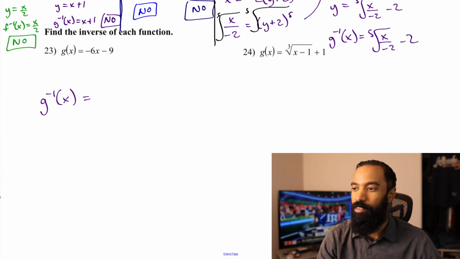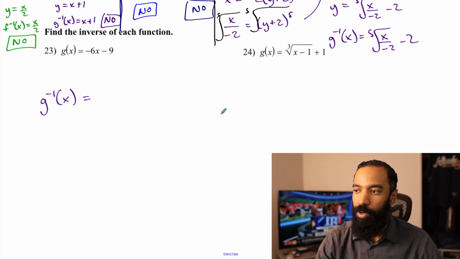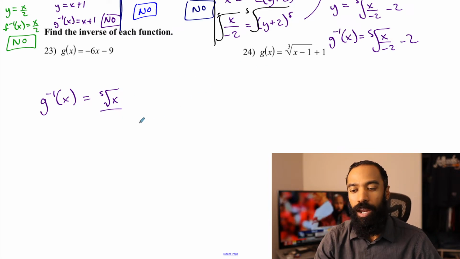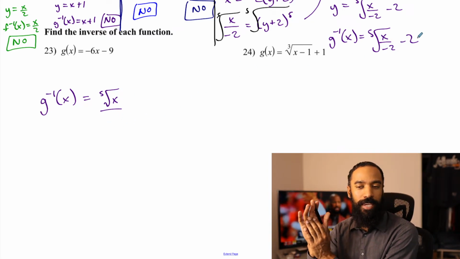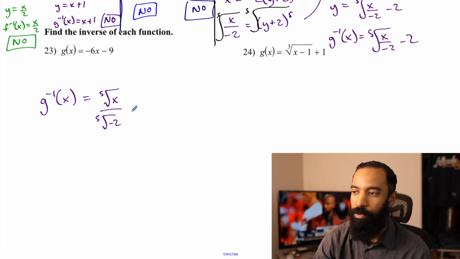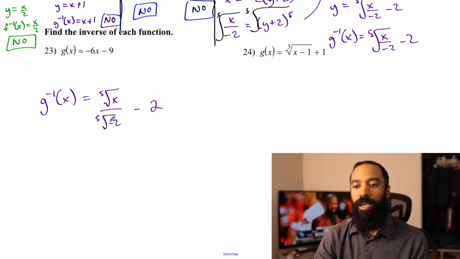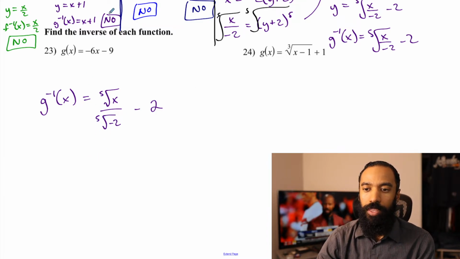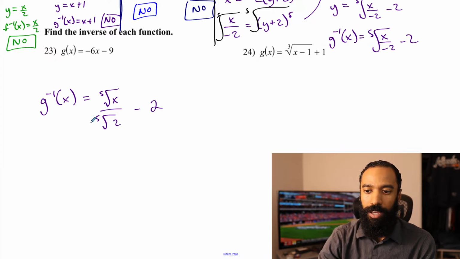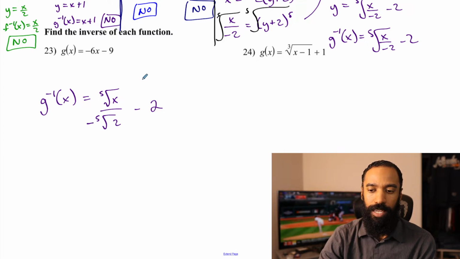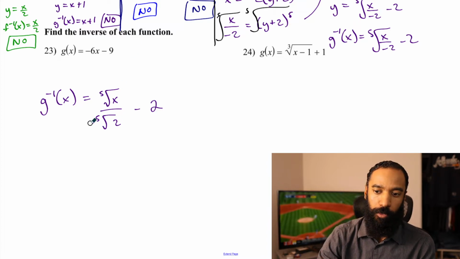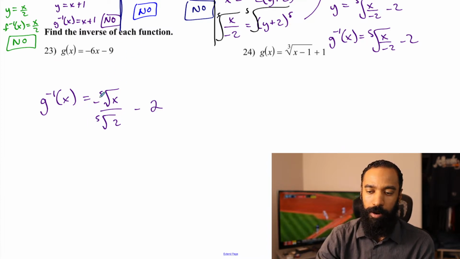So the inverse of g of x right there, the 5th root of x over negative 2, could also be the 5th root of x over the 5th root of negative 2. I don't like that negative being in the denominator, but I'm going to work that out in a moment. And then minus 2 here. The 5th root of negative 2 is also the negative 5th root of 2. You can take the negative out because the 5th root of negative 1 is negative 1, right? So it can come out, which means it can be part of the numerator. I don't even really need it in the denominator.